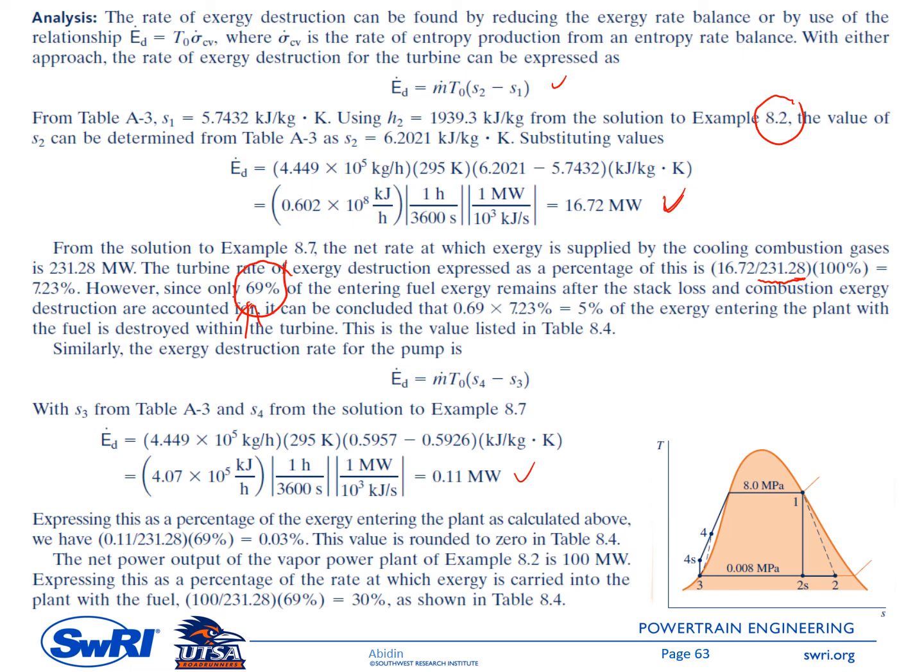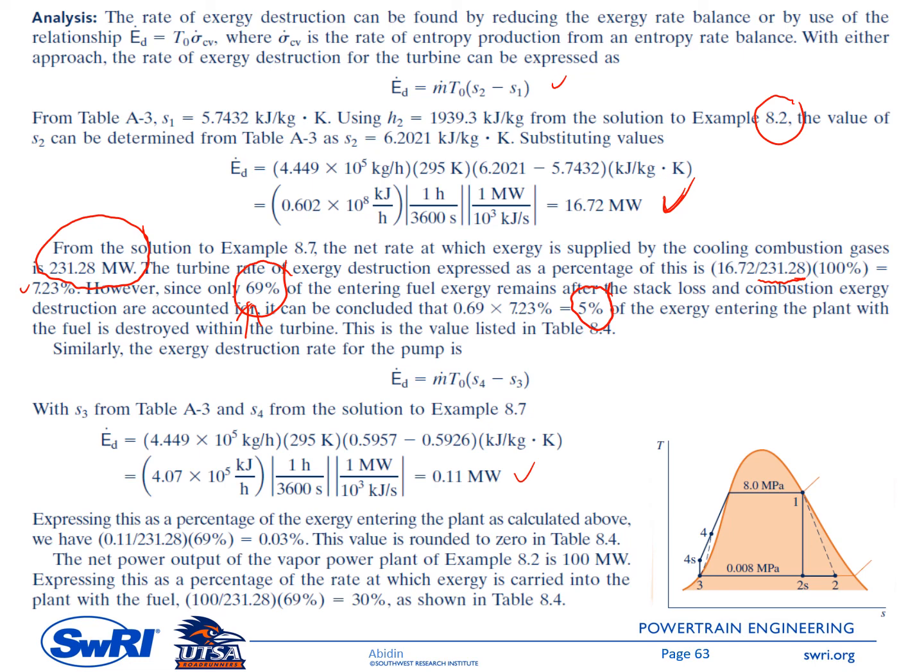So once again, in this case, we have the exergy destruction inside the turbine, and then we divide this number by the exergy supplied by the hot gas. This is 231.28, and then we will get 7.23%, and then we need to multiply it by the 69% because this is the actual fuel exergy. Okay, so in this case we have 5% of the exergy destruction inside the turbine.